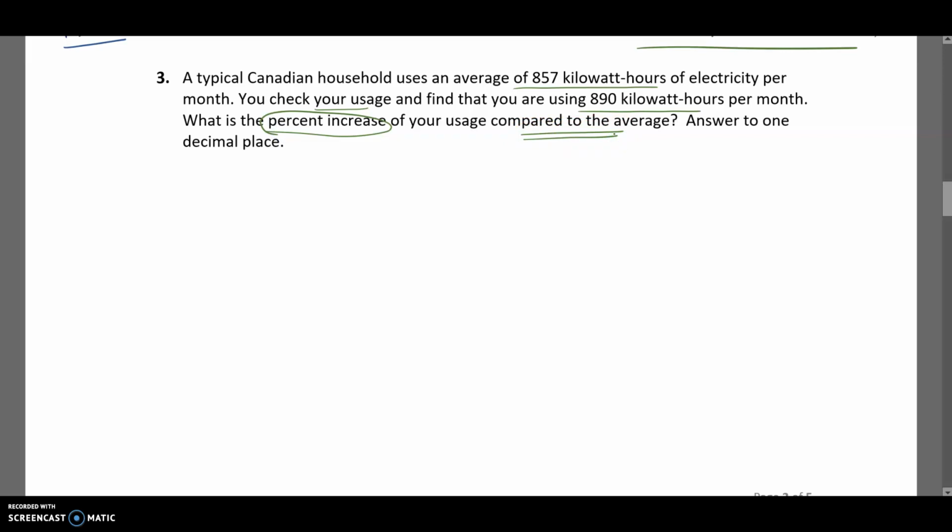If you look on your formula sheet, the formula for percent increase or percent change is the final value minus the initial value. We find the difference between them, and we divide by the initial value, or what we're comparing to, times 100%. So we're not looking at a change in time here, sort of the kilowatt hours one month to the next, but we are told what we're comparing to. We're comparing to the average.